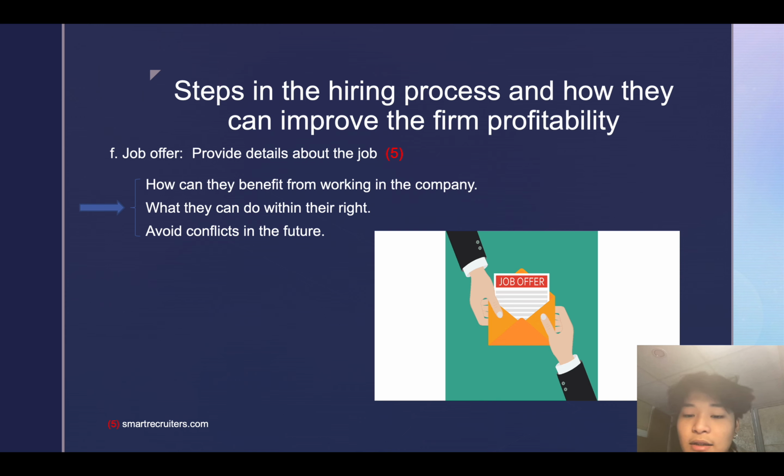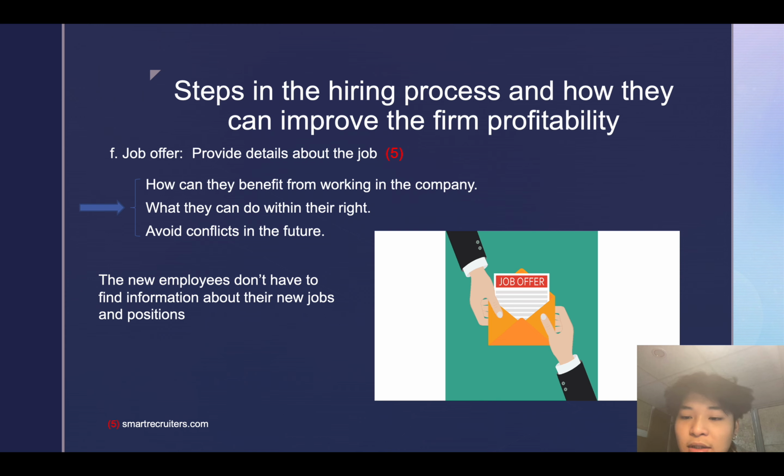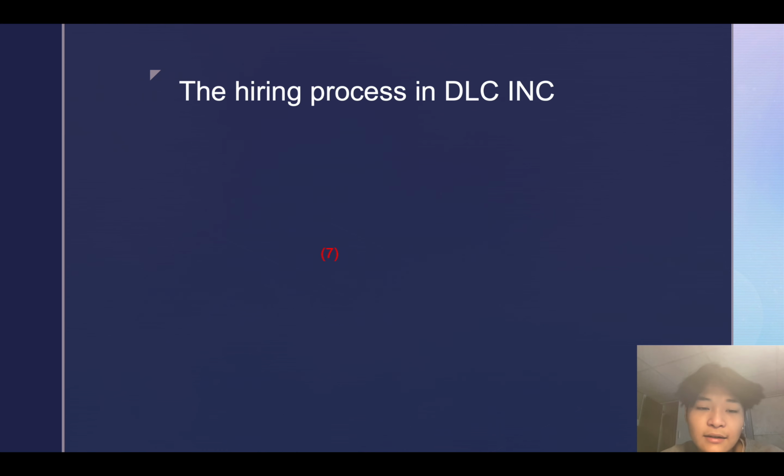So if this step is done properly, the new employees won't have to find the information about their new jobs and positions. So it will save time for the new employee so he or she can have more time to adapt to the new working environment. And as you know, the quicker he or she adapts, the longer the time they will have to make money for the company. So now let's look inside DOS Incorporation and see what their hiring process looks like.